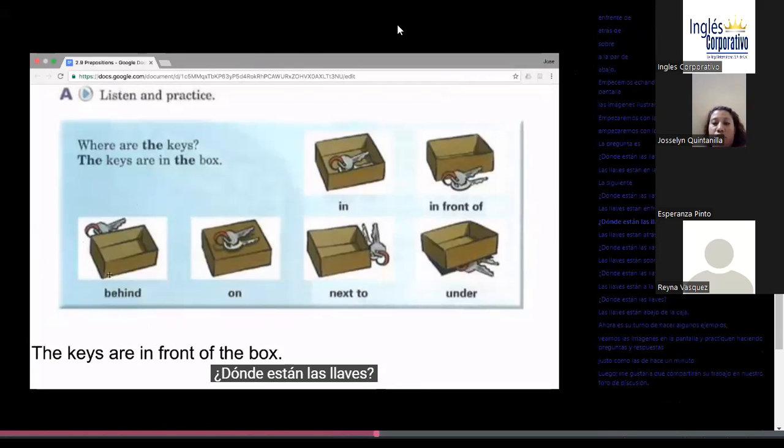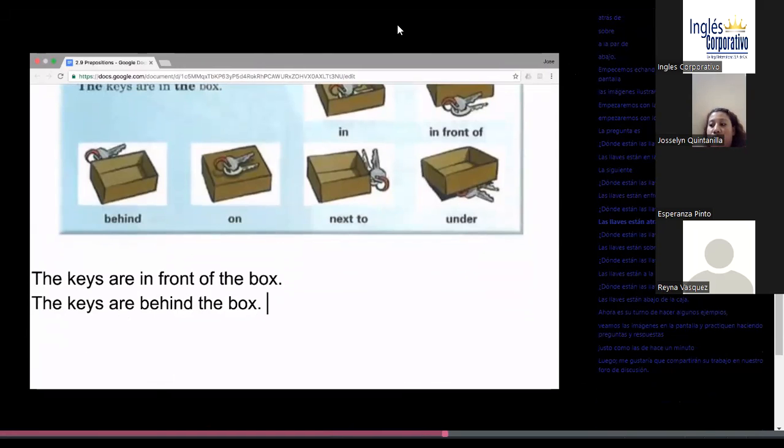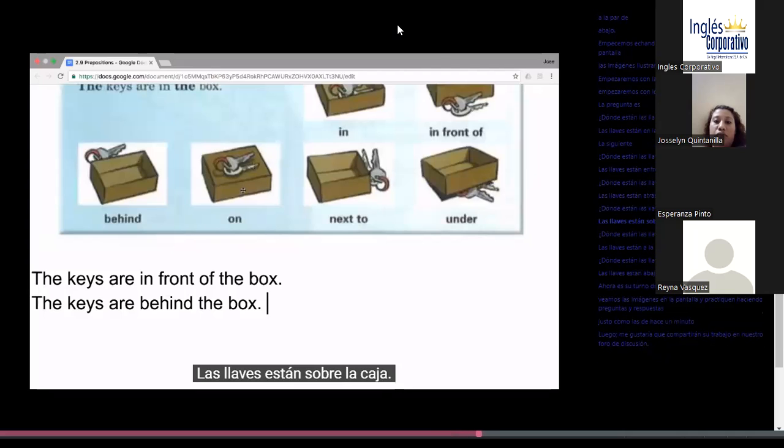Where are the keys? We can see the keys are behind the box. The keys are behind the box. Where are the keys? The keys are on the box. The keys are on the box.